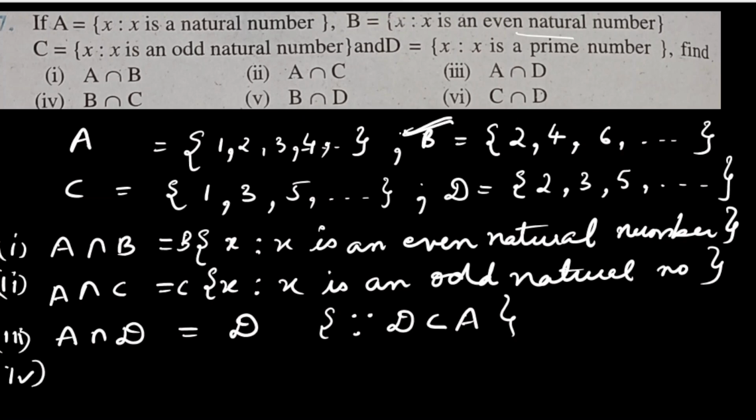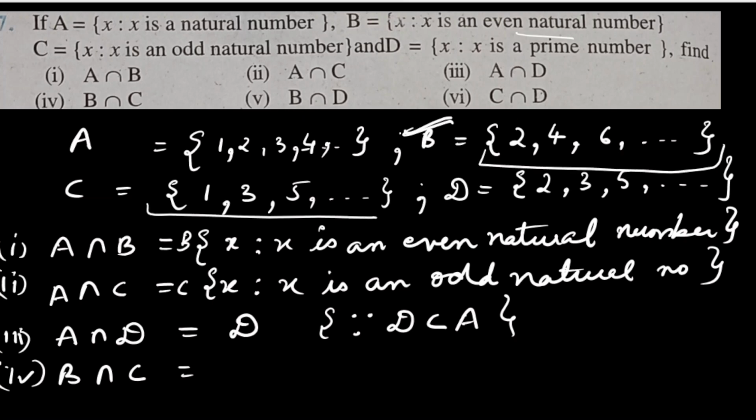Now the fourth part, B intersection C. If you want, you can understand from here. B has all the even numbers and C has all the odd numbers, so nothing is common here, which means the answer is the empty set. Now B intersection D. B and C, because I have written in roster form also.